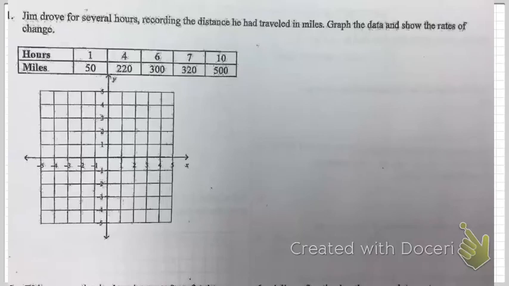The most missed question on last year's quiz right here about Jim from The Office, okay? Now, he's driving. I've got a table, which is a representation of a function. I need to get a graph next. It's asking for a graph of this. Well, we'll see if it's a function, I guess.